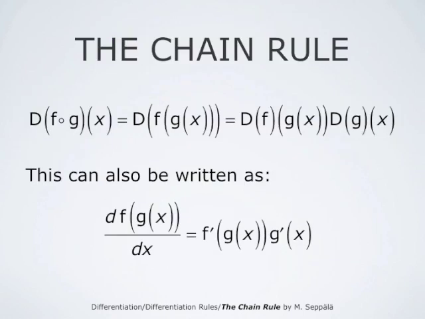To summarize, the chain rule says that the derivative of the composed function f composed with g at x is the derivative of f at g of x times the derivative of g at x.